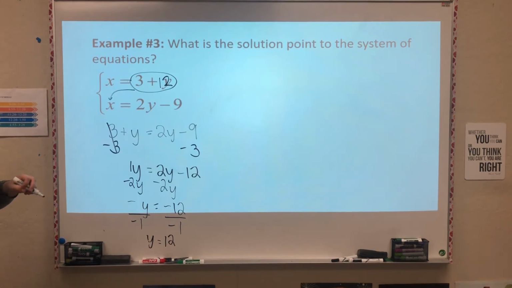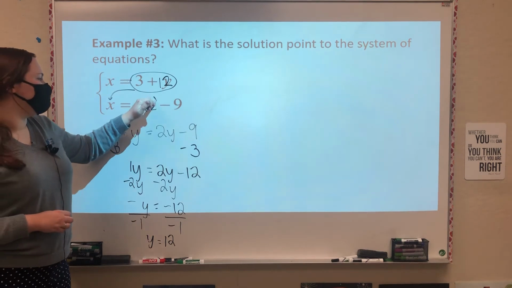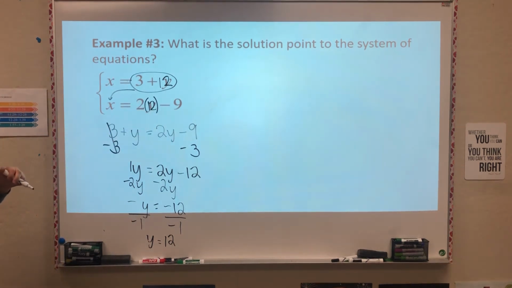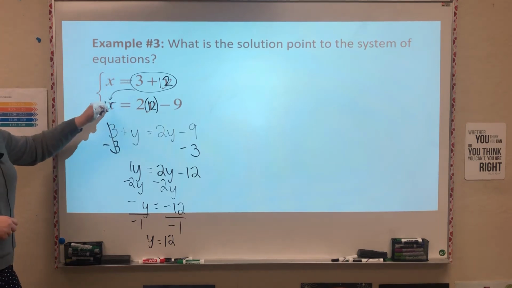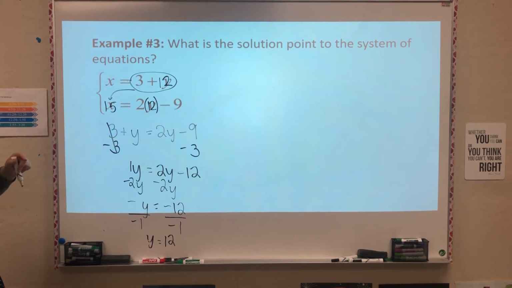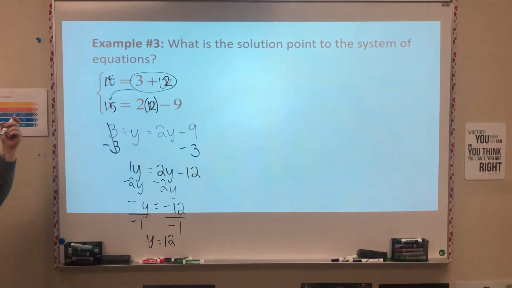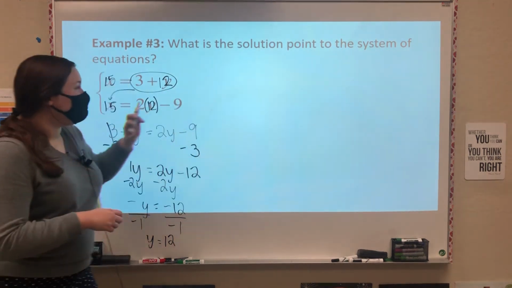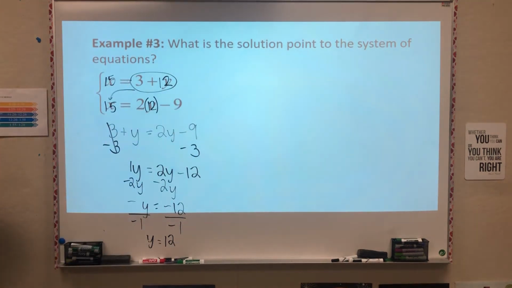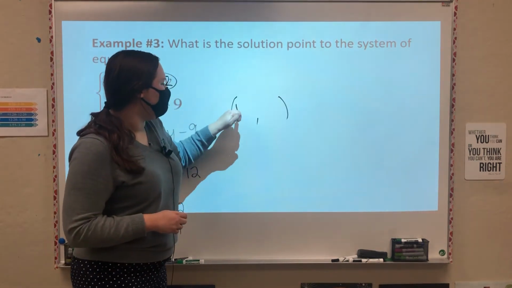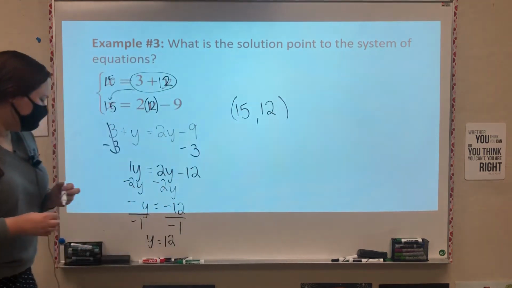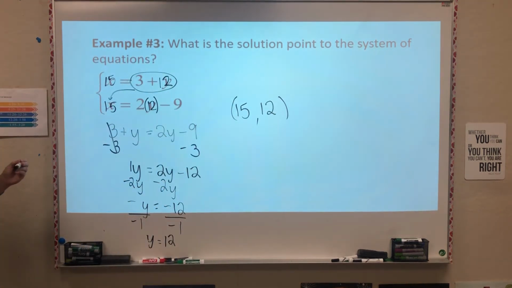And then with the second one, it would be 2 times 12, which is 24. 24 minus 9 is 15. So at first you figured out what x equals, and then down here you were just checking to make sure that it was right. What is the solution point for this system? X 15, y 12. Yep, so we'll write that as the point 15, 12. Nice. How are you feeling about this? Good.